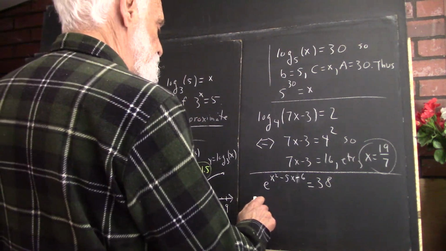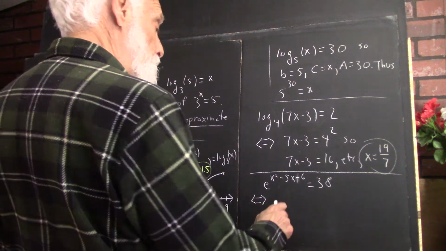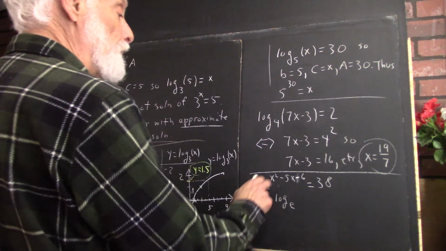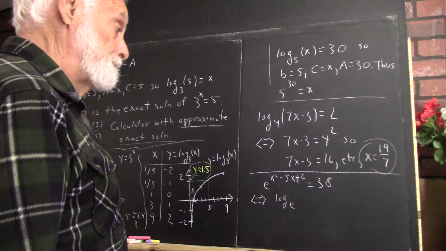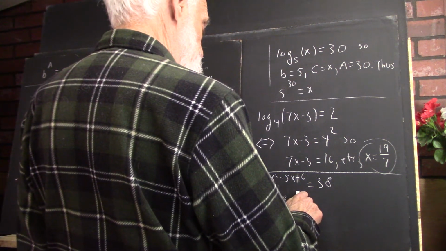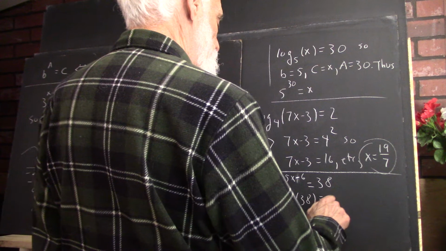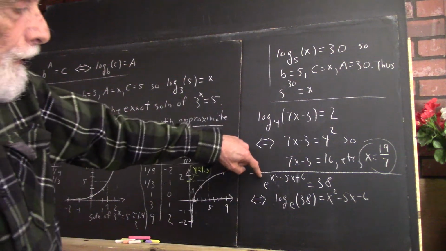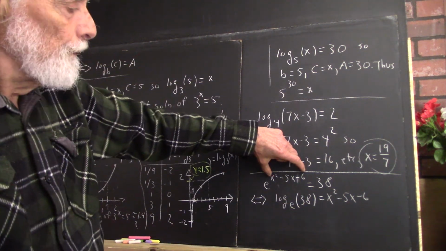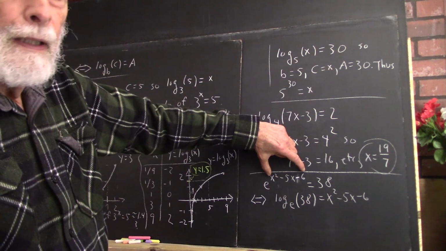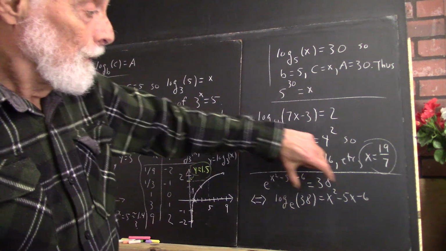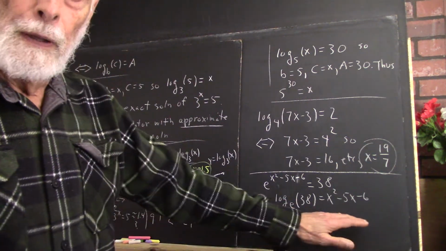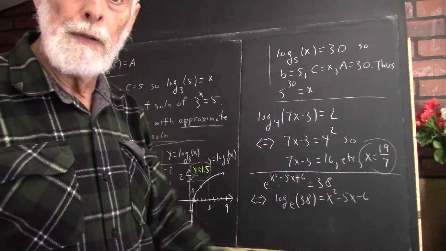Well, this is equivalent to the log base e, because e is the base of your exponential. It'll be log base e. And the expression involving x, the thing you're trying to solve for, comes down here where you can deal with it. Okay, now how are you going to solve this equation? Well, you have to recognize this is a quadratic equation.